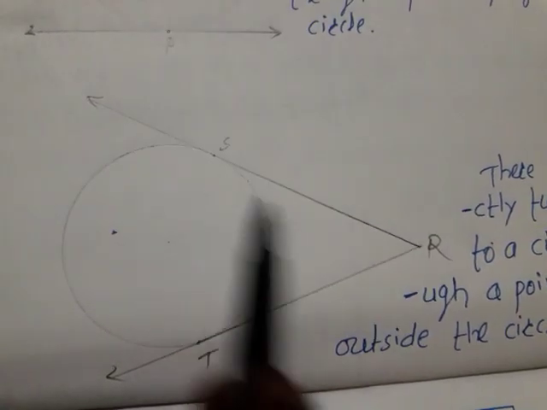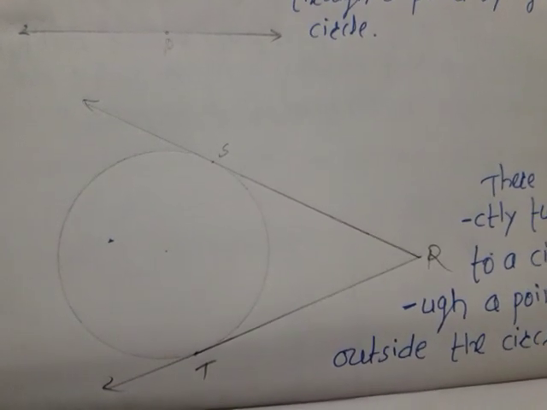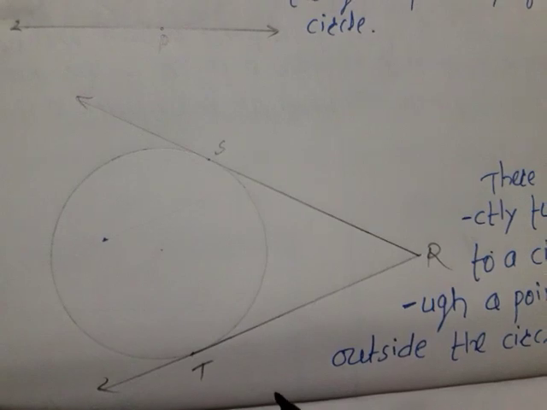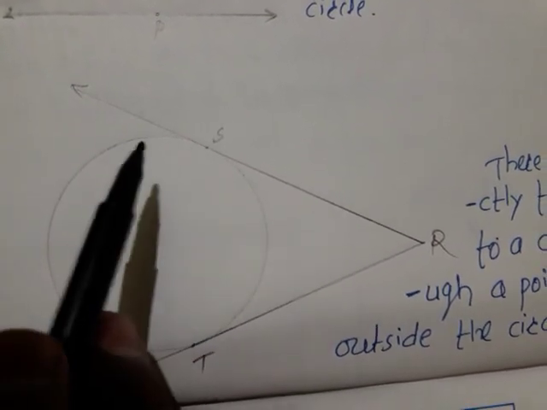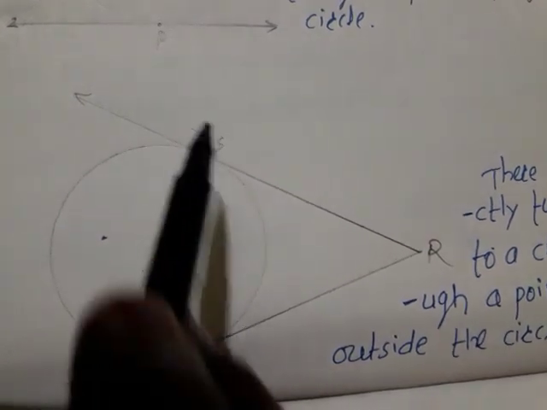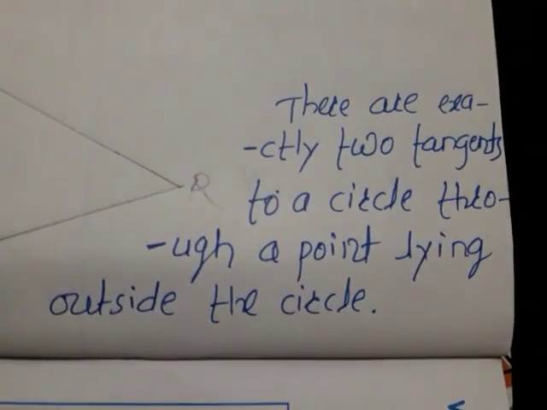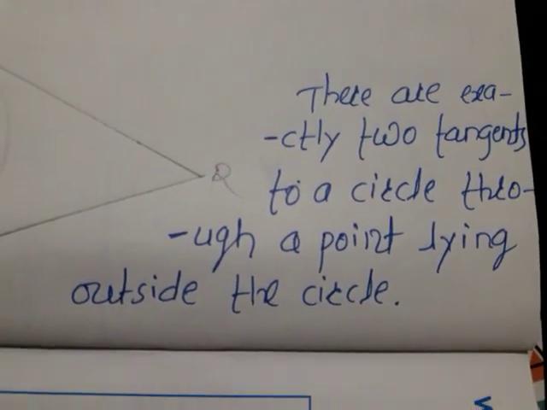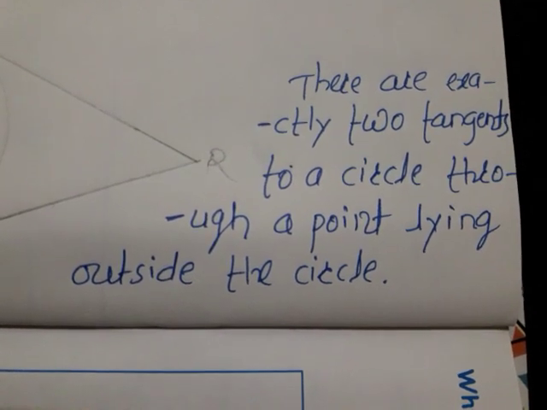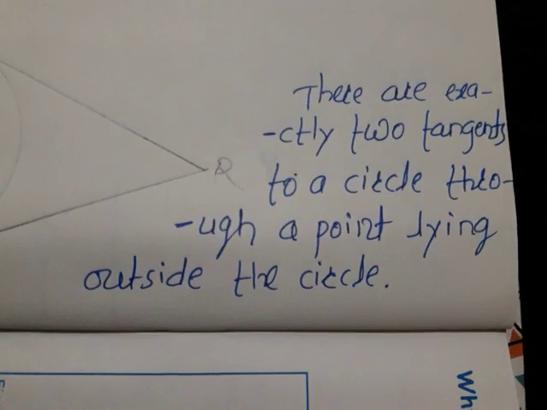Here RS and RT. If you observe carefully, you will come to know that those two tangents intersect each other at point R, but each touches the circle in only one point. Means those lines are tangents, we can say. Look here, what is the statement? There are exactly two tangents to a circle through a point lying outside the circle.